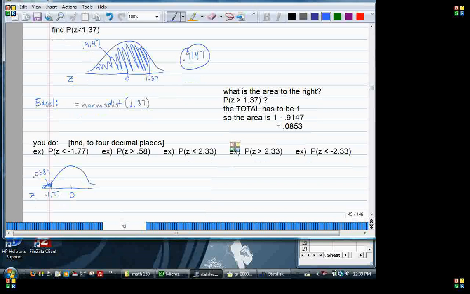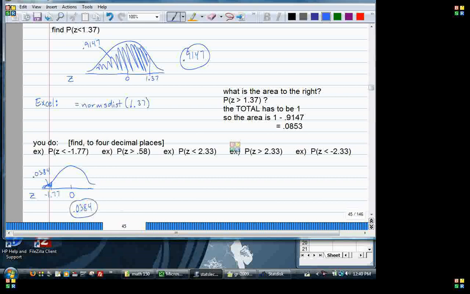And is that your answer? No. 0.0384 is your answer. Sorry? 6 what? No, that's right. No, it's not 6. It's 4. Okay. What about the next one?